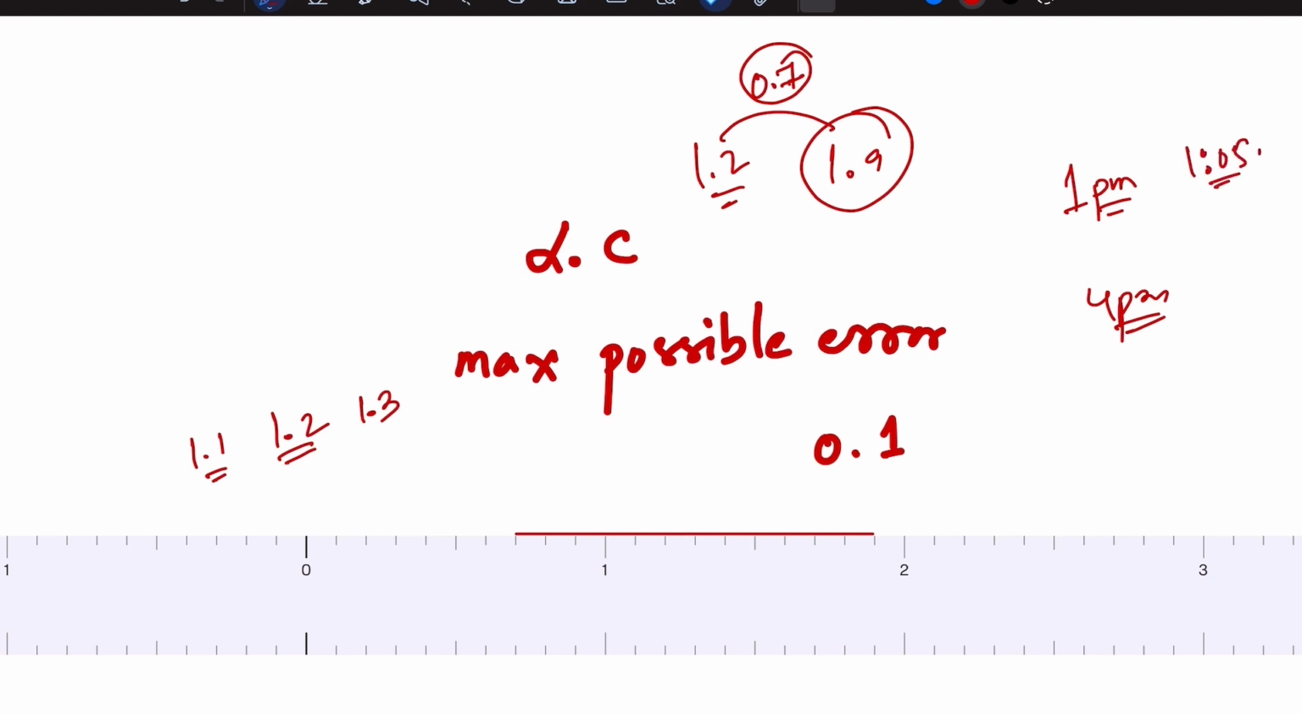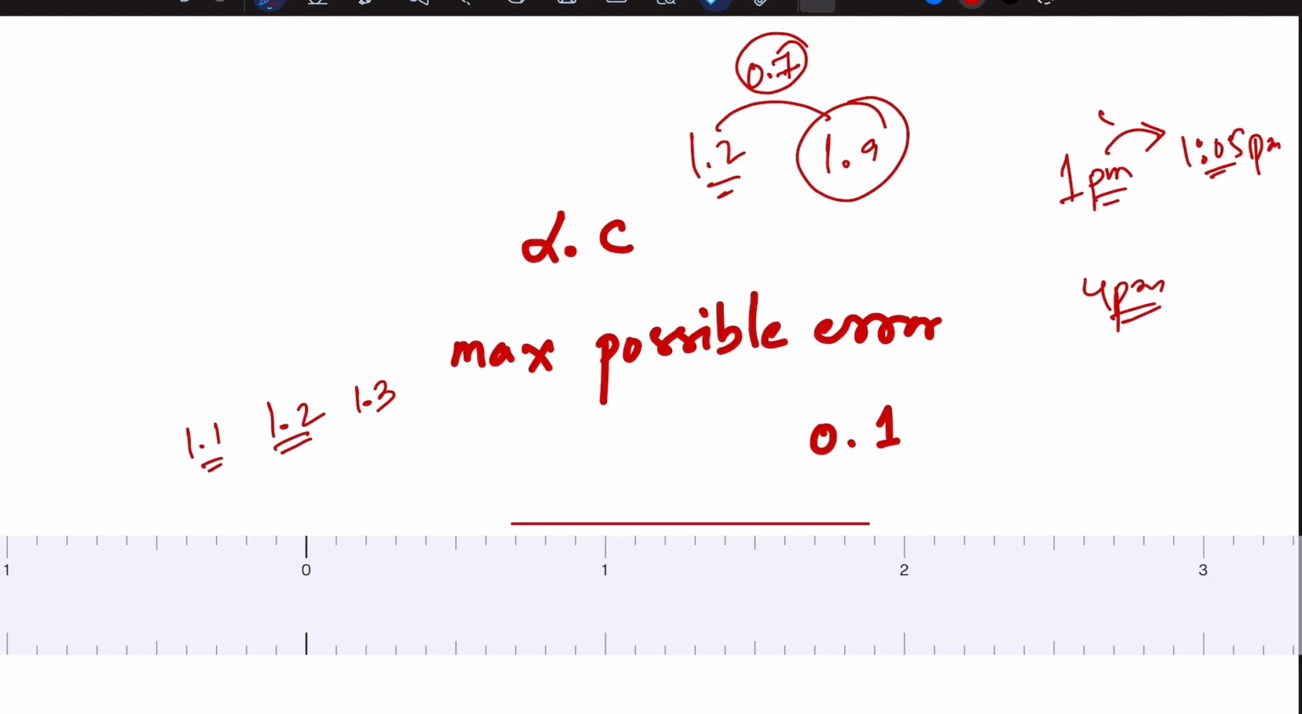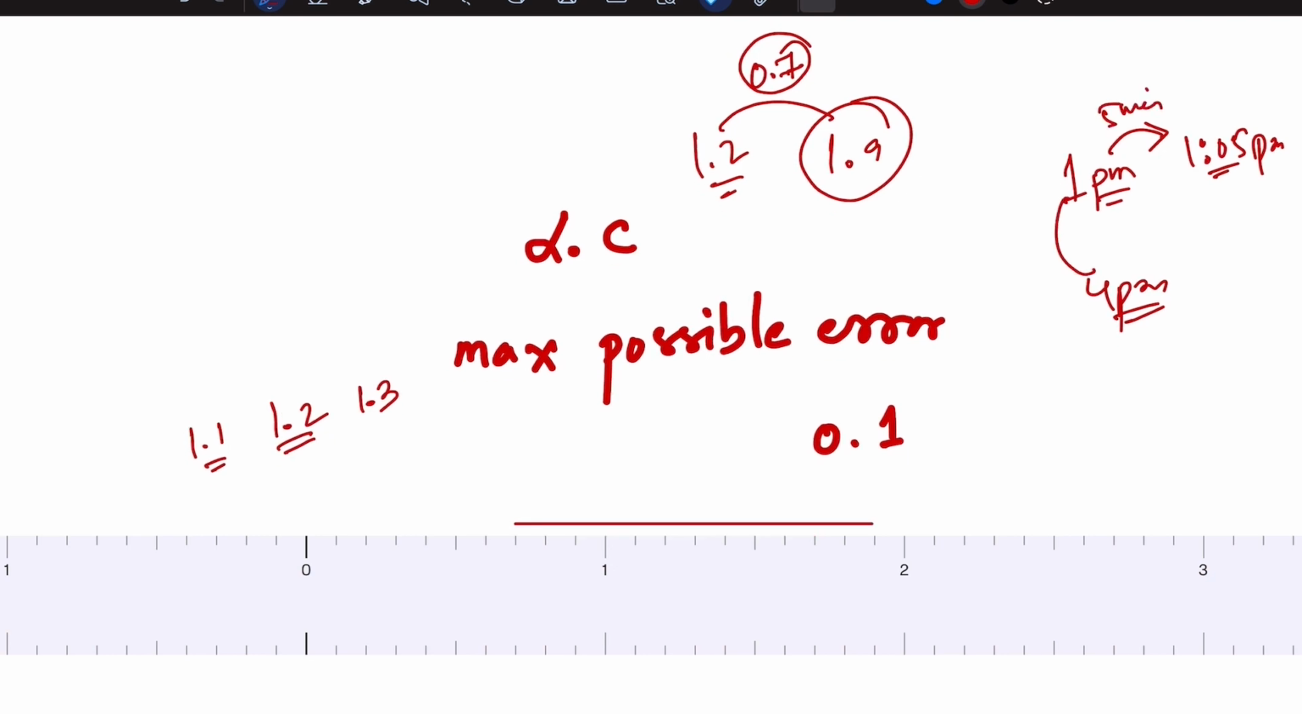Say the least count of your clock is 5 minutes and you reach the venue by 1:05 p.m. That's reasonable. That's a mistake, that's an error. There's an error of 5 minutes here. But saying there's an error of 3 hours here, this is not an error. It is reckless, careless, because we don't count that as a mistake or as an error. So the maximum possible error will always be the least count.